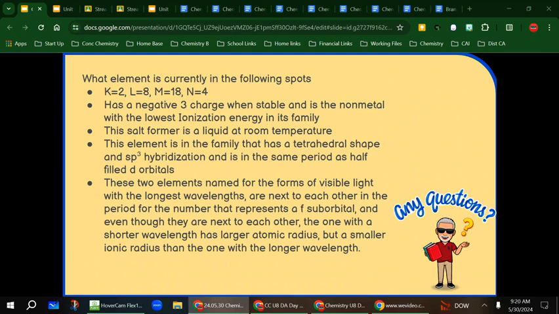Isn't it arsenic? What did I say? Astatine? No, astatine is AS.